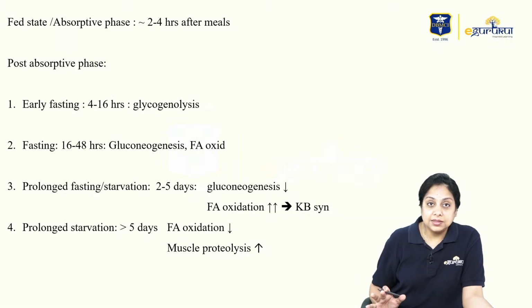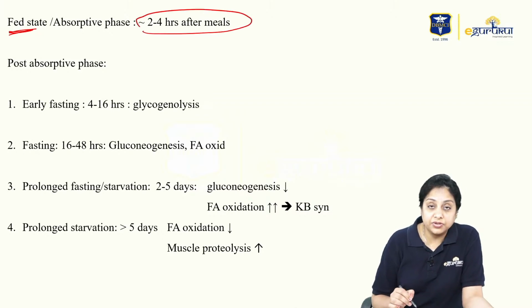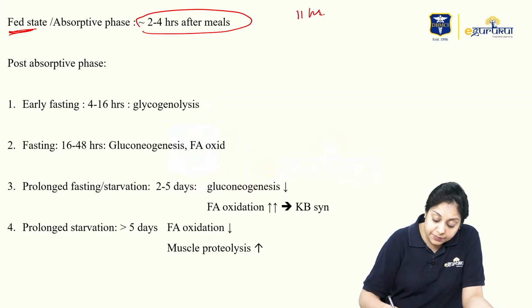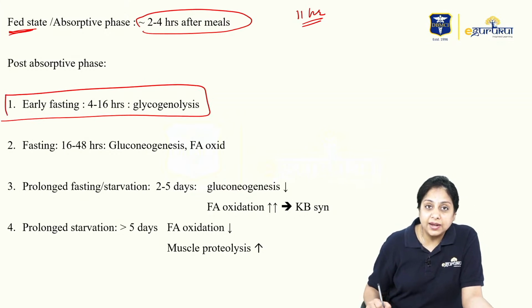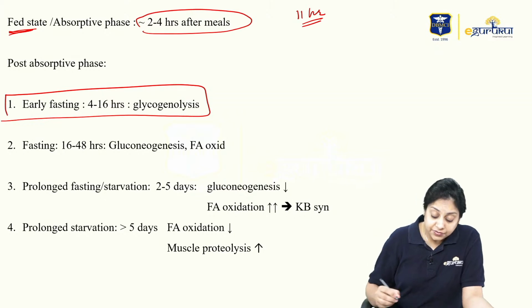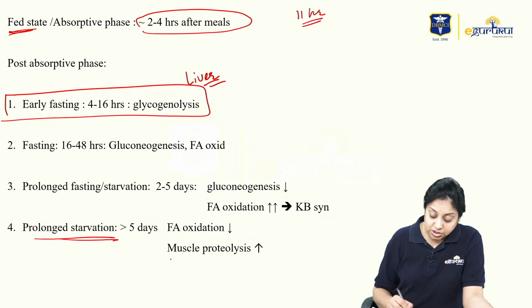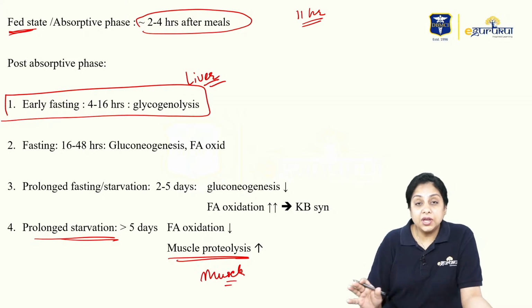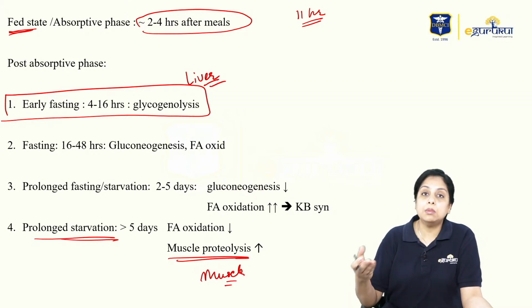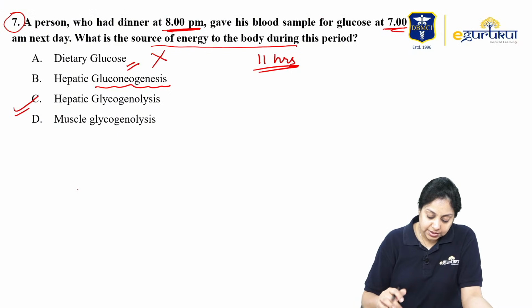If you can remember from the class, the first is the fed state, the absorptive stage, 2 to 4 hours after the meal. We are talking about an 11 hour gap. 11 hours is where? Early fasting, 4 to 16 hours. That is what? Glycogenolysis. That is where? In the liver. In prolonged starvation, muscle proteolysis, that is the muscle. The muscle glycogen stores are used by the muscles only, right, not by the entire body. So for us, the correct choice is the C, hepatic glycogenolysis, for this question.